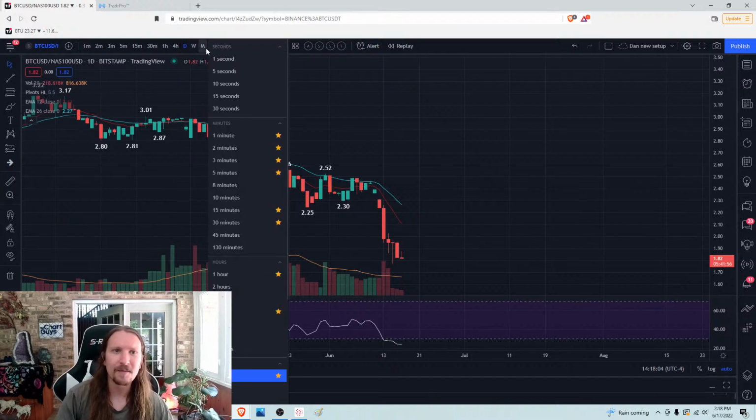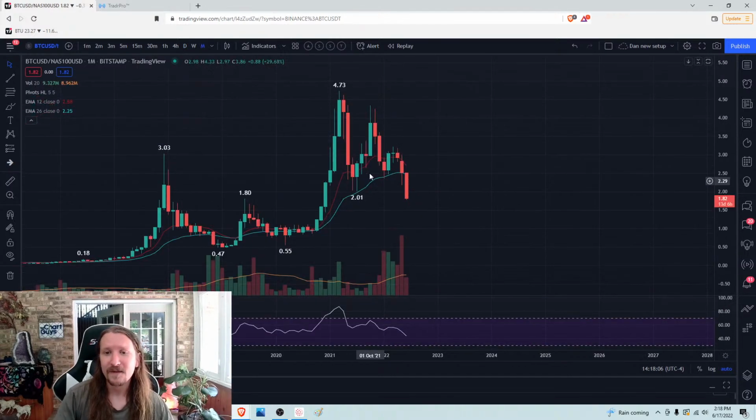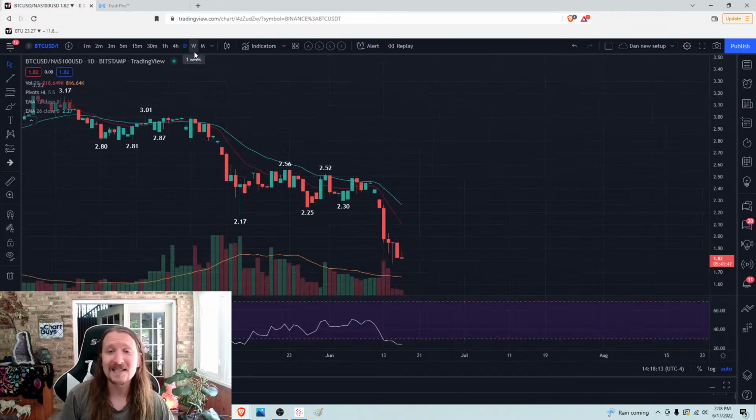So let's look at the macro here, big picture, zoom out to the monthly. It looks a lot like Bitcoin, obviously, but it's in a monthly, weekly, daily downtrend. And as long as that is the case, people are going to be putting money into stocks over crypto. If this were in an uptrend, it would be a different story.